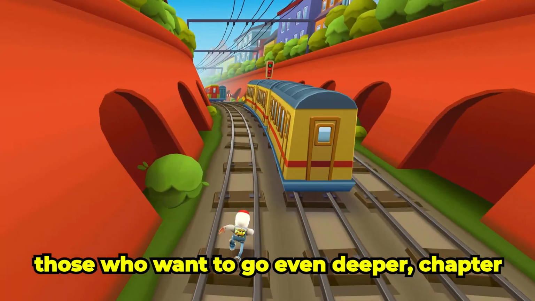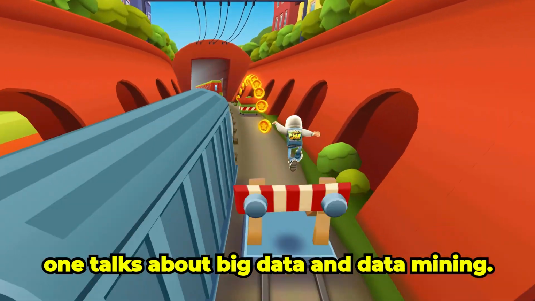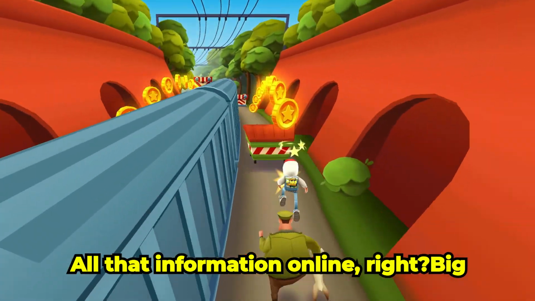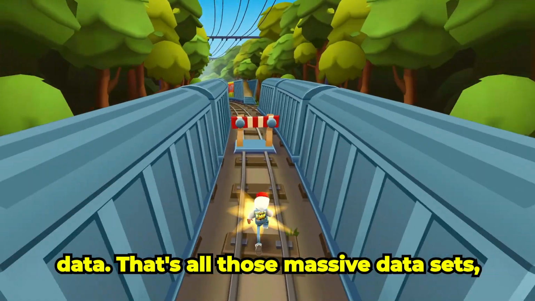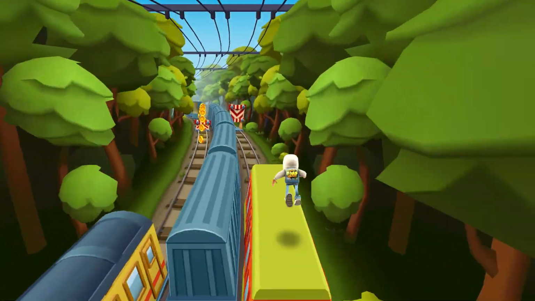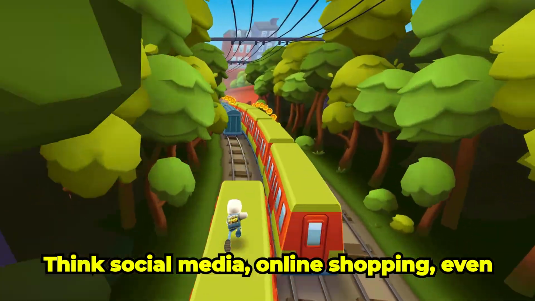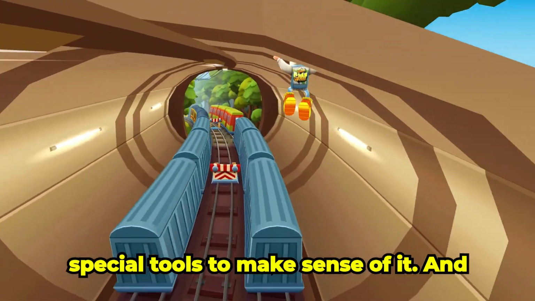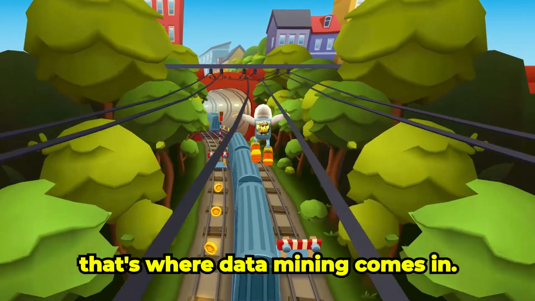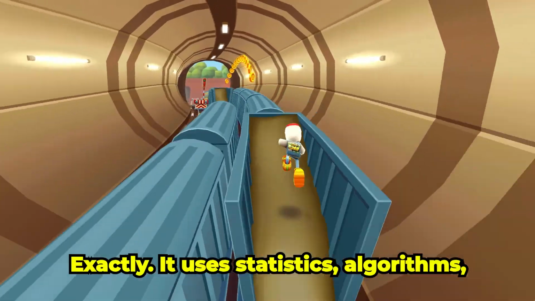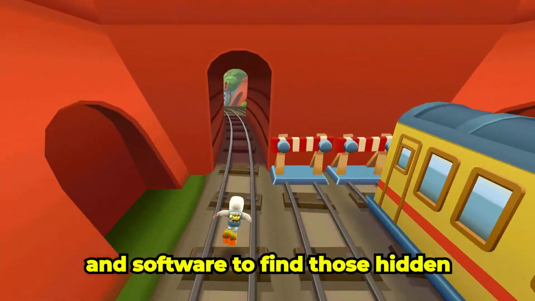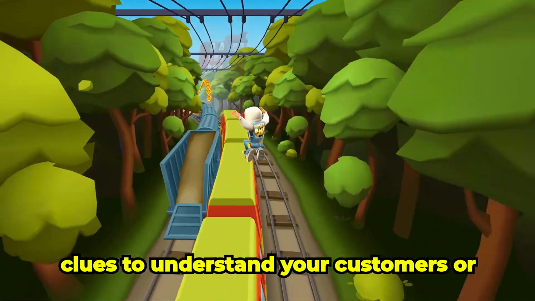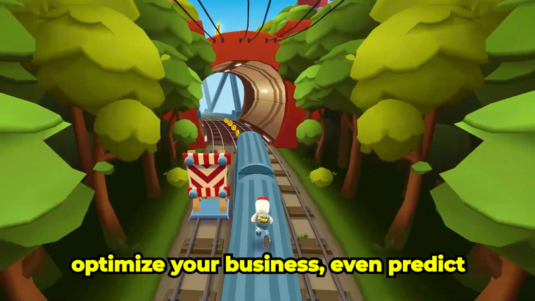And for those who want to go even deeper, Chapter 1 talks about big data and data mining. Those are pretty hot topics these days, all that information online. Right. Big data, that's all those massive data sets, way too big for traditional methods. Think social media, online shopping, even all those sensors and smart devices. It's a ton of information, but you need special tools to make sense of it. And that's where data mining comes in. Exactly. It uses statistics, algorithms, and software to find those hidden patterns in all that data, like finding clues to understand your customers or optimize your business, even predict things.